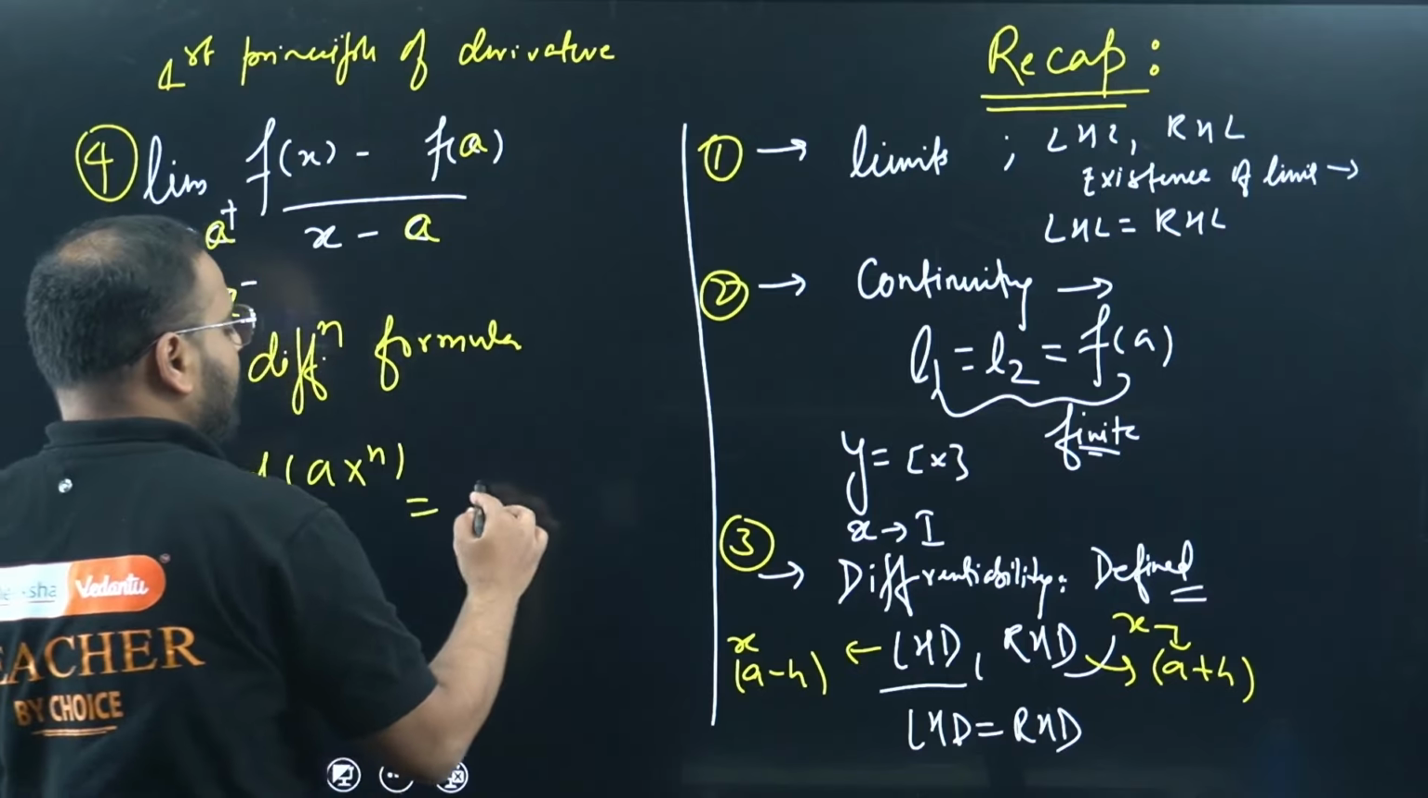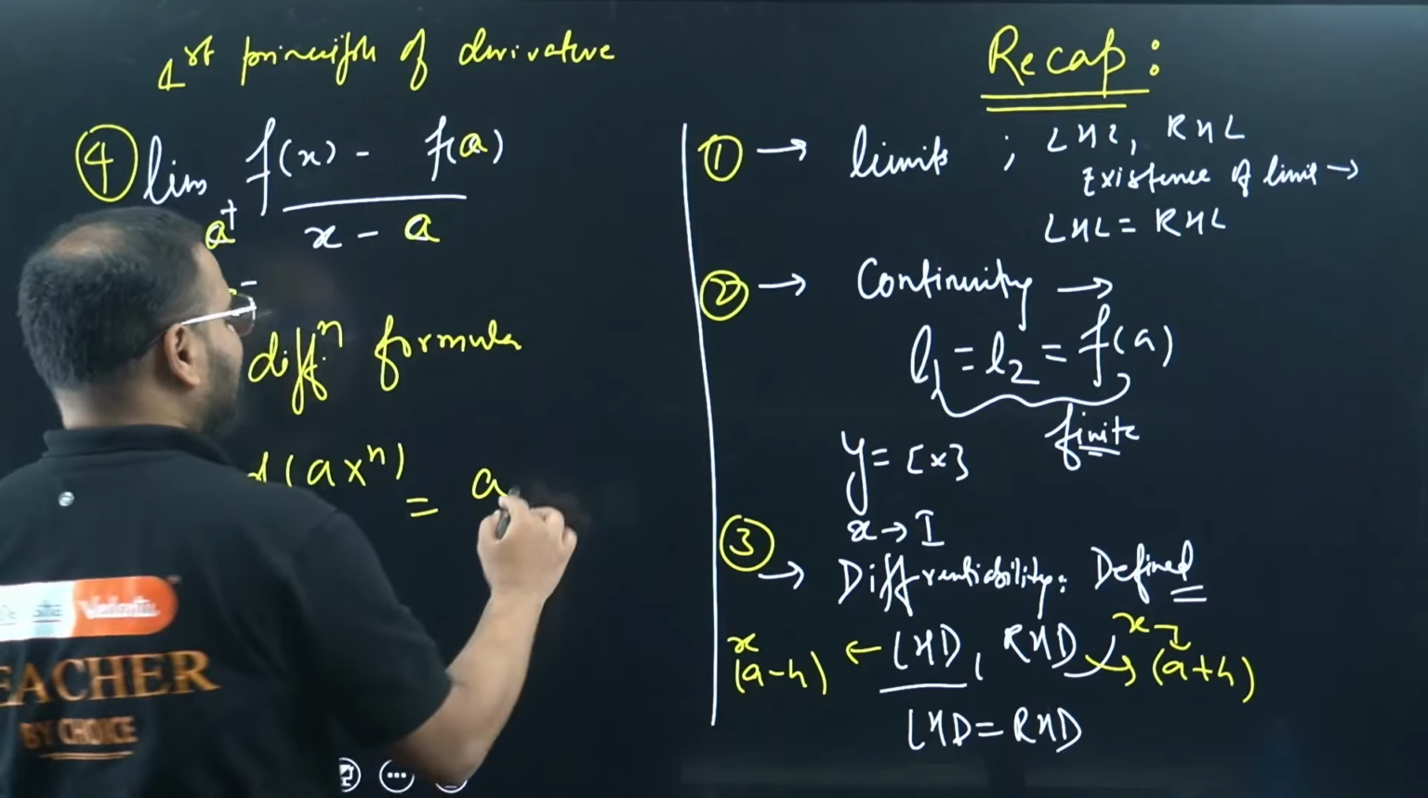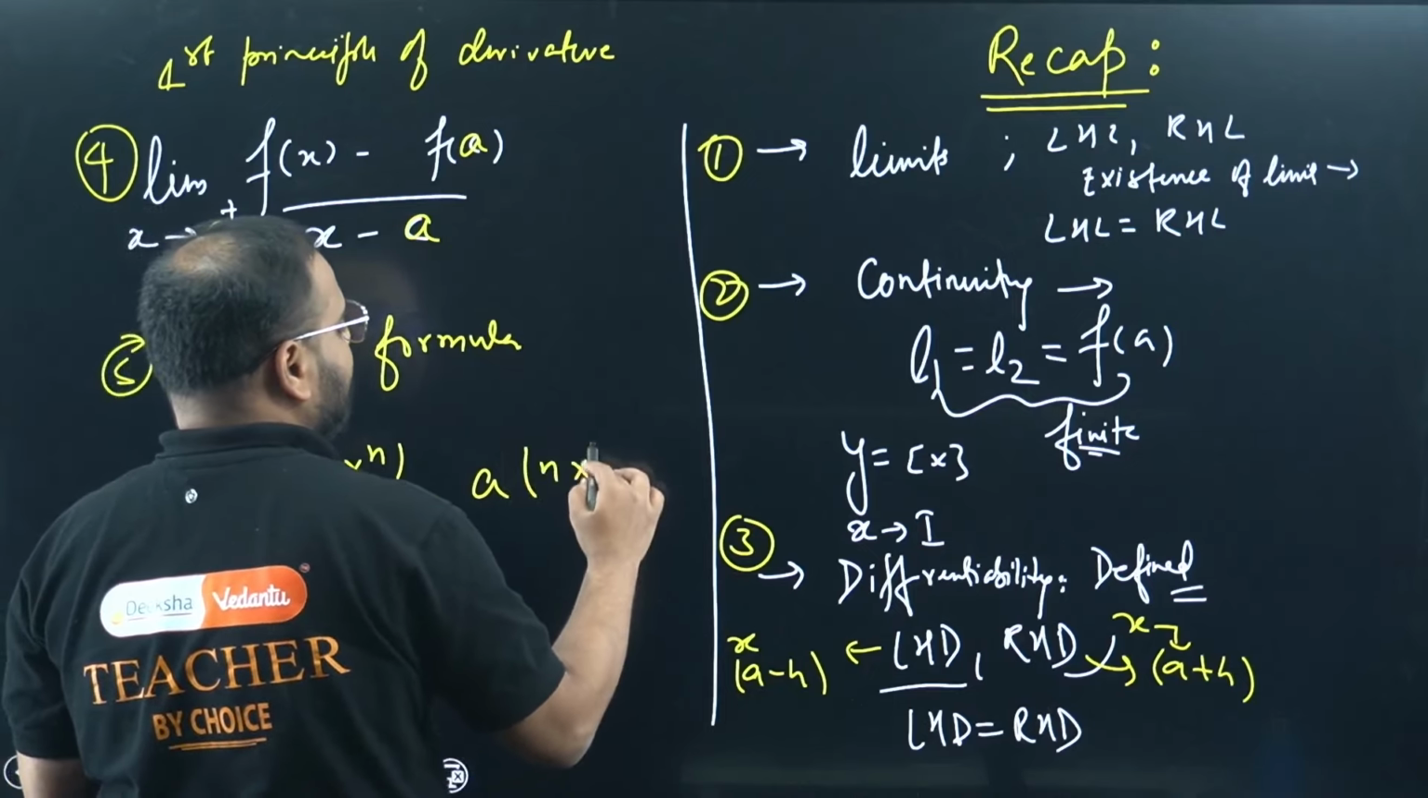And a will be a constant. I can take it out and then write it as n times x power n minus 1.